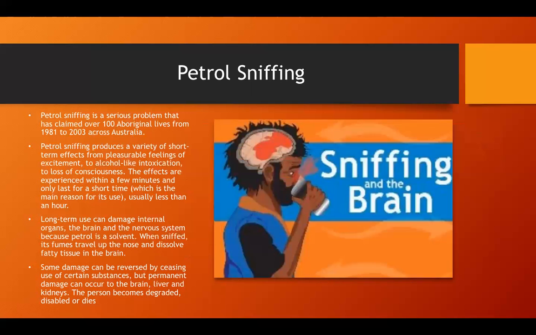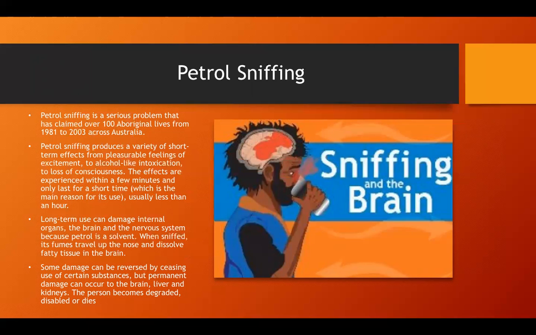Just quickly, petrol sniffing is a serious problem that has claimed over 100 Indigenous Australian lives from 1981 to 2003 across Australia. That was the most recent statistic that I could actually find on petrol sniffing.